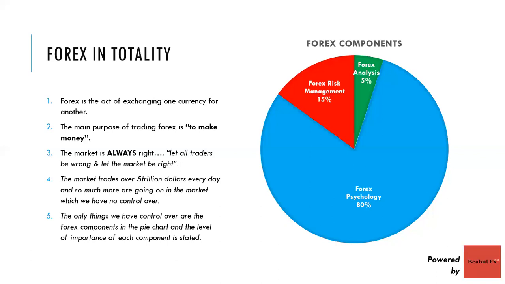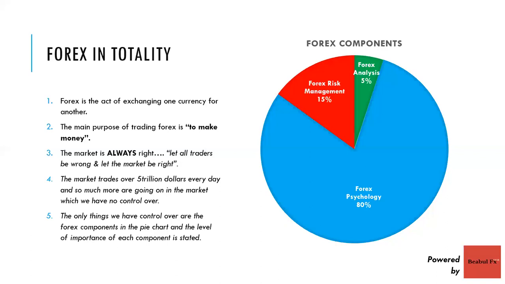Here, I made a quote stating: let all traders be wrong and let the market be right. What does this mean? This means that if you do an analysis and the market goes against you, your analysis was wrong. There's no point saying the market is wrong and that you're right. A lot of us do that because it helps our mindset, which is actually a wrong perspective when it comes to trading.